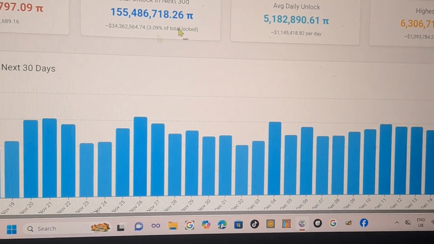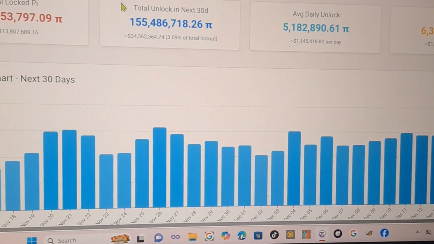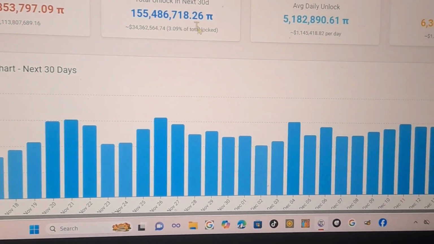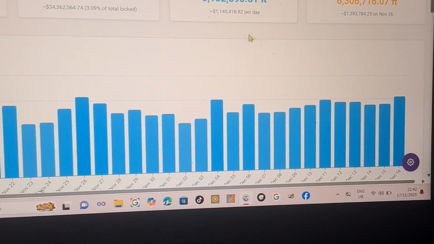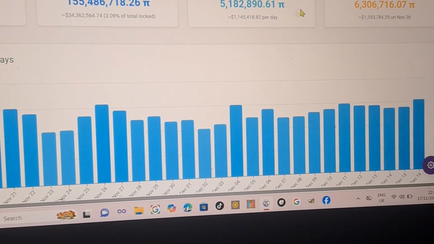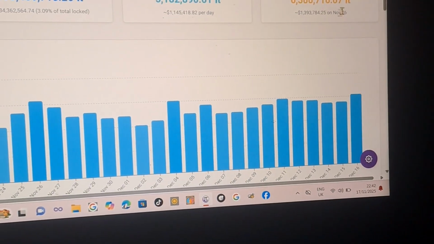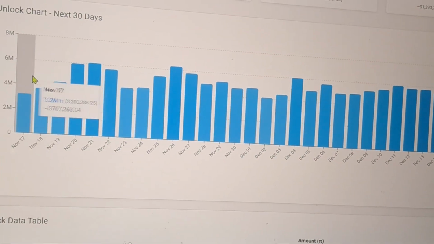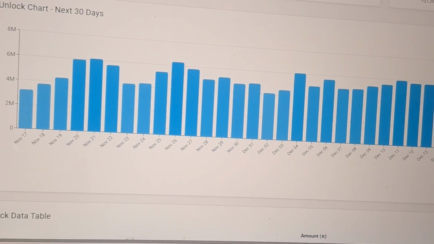Then the total unlocks in 30 days. This is the amount of Pi that will unlock in 30 days. You can see we have 155 million, and the average daily unlock, the amount that unlocks daily, is at 5 million Pi, and the highest day will have 6.3 million. We have a chart here to show these statistics.